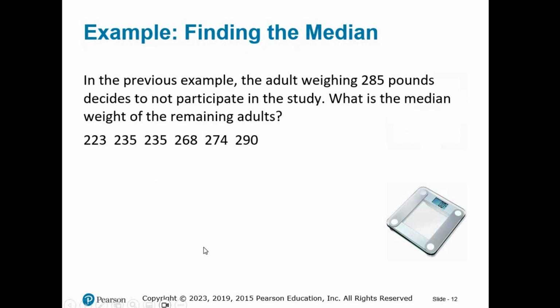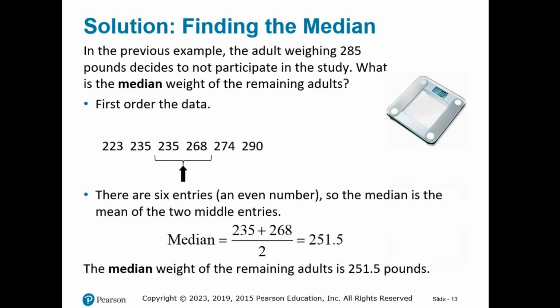What if the adult weighing 285 pounds decides not to participate in the study? What is the median weight then? Well, we still have the data in order, just without the 285 now. We have 6 entries now, so the median is not going to be one of the entries. We need to find the two middle entries and average them. So the median is the mean of 235 and 268. We add them together and divide by 2. We get 251.5. So the median weight of the new data set is 251.5 pounds.